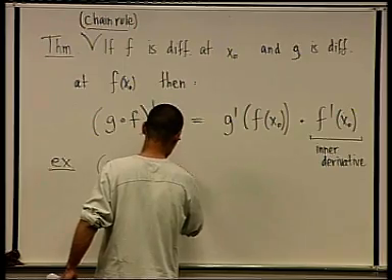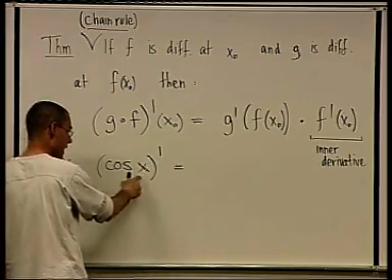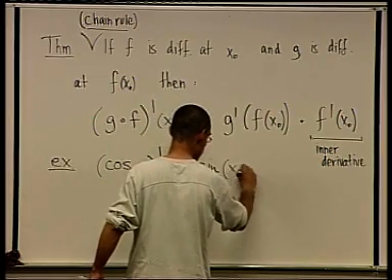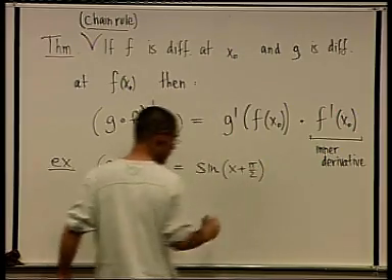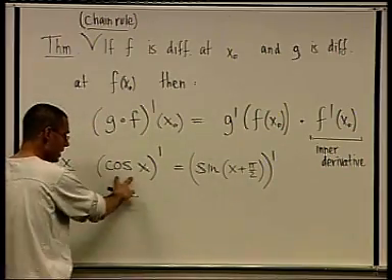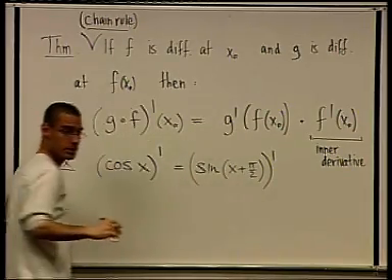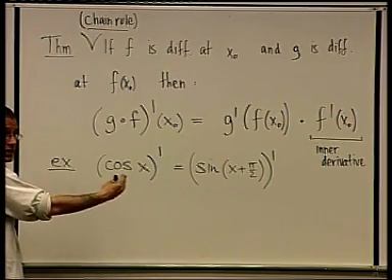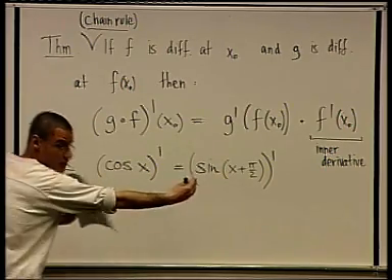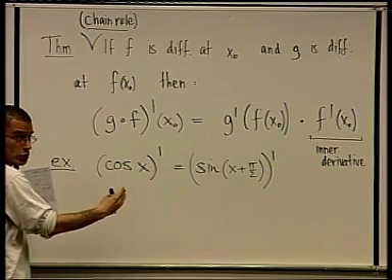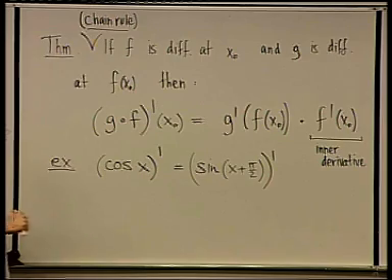So do you agree that cosine of x is the same as sine of x plus pi over 2? And then I want to take the derivative of that. Another way of saying it is that the graph of cosine is a shift of the graph of sine by pi over 2. Take the graph of sine, shift it, you get the graph of cosine. Does everybody agree to this statement?